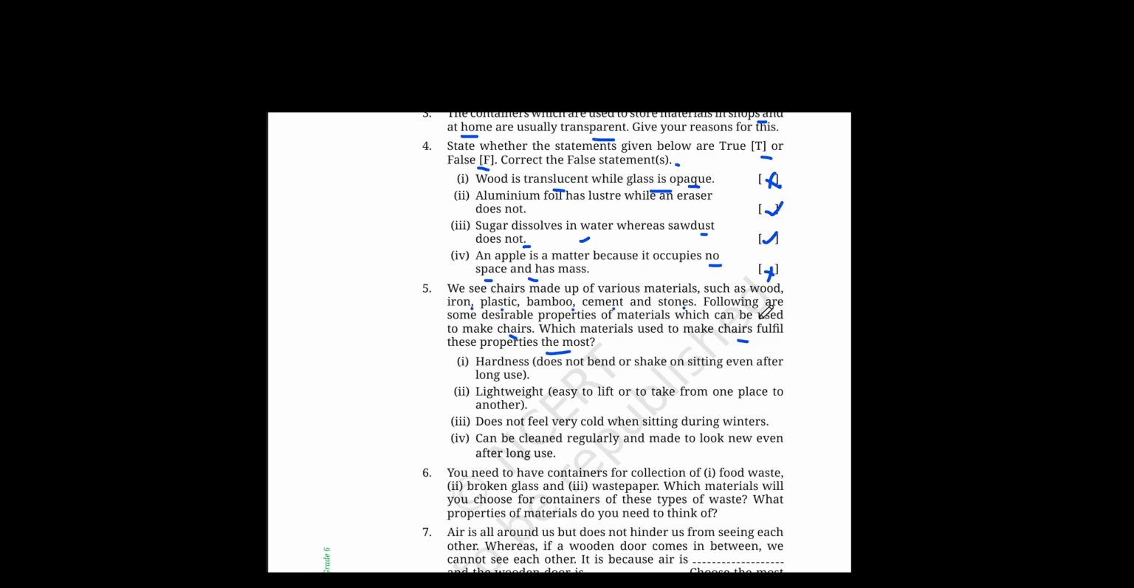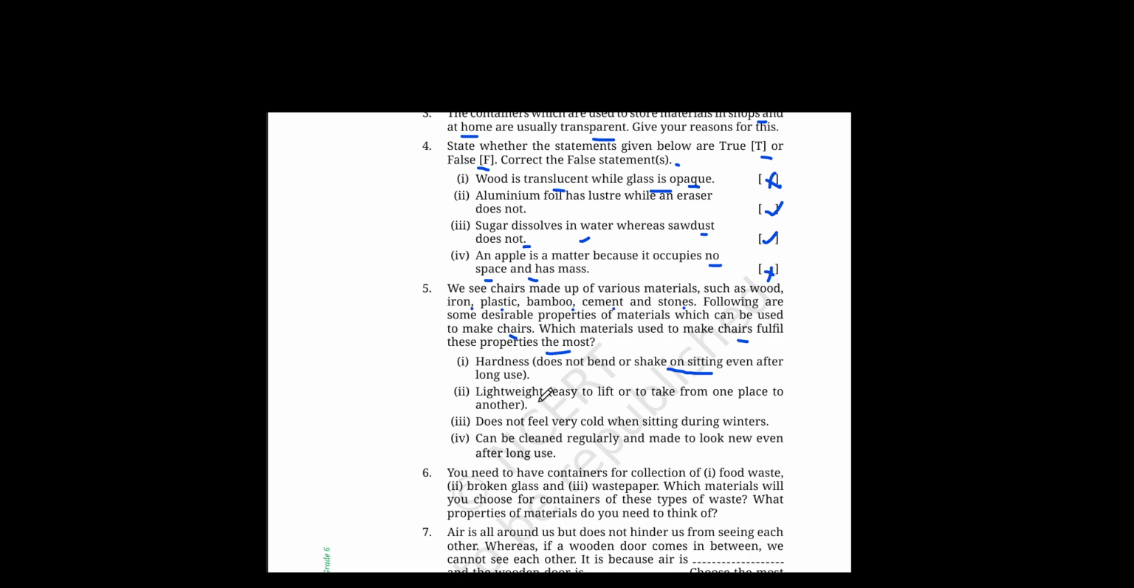As we are told, chairs can be made from many kinds of materials, such as iron, plastic, bamboo, cement, stone, wood, etc. So for hardness, what should the chair be made of? We should use iron, cement and stones. So chairs of iron, cement and stones will be very hard. They will be very strong, and they will also be resistant to bending. So if somebody is sitting on it for long, it may not bend that easily.